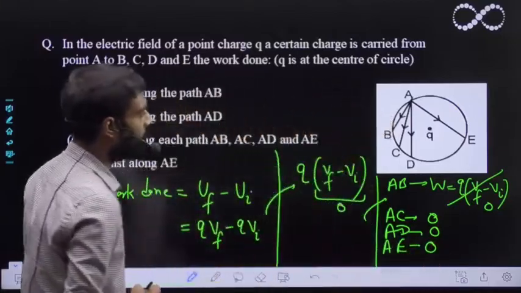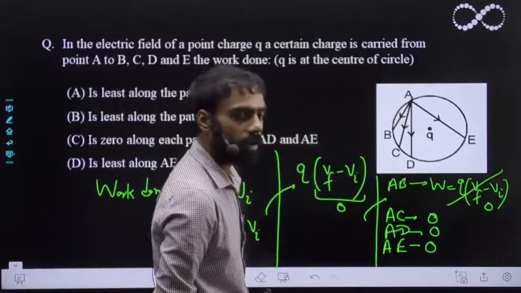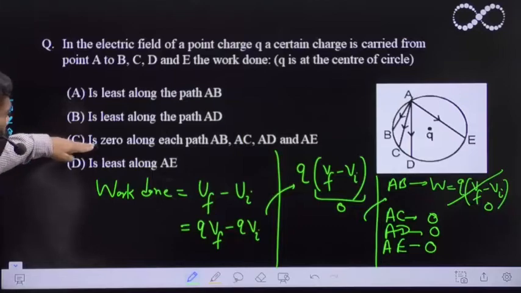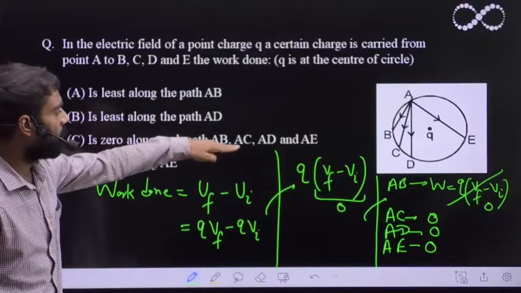So from here I can see for all the paths the work done will be 0. So you can see which option is there. It is C, because it is 0 along each path AB, AC, AD and AE.